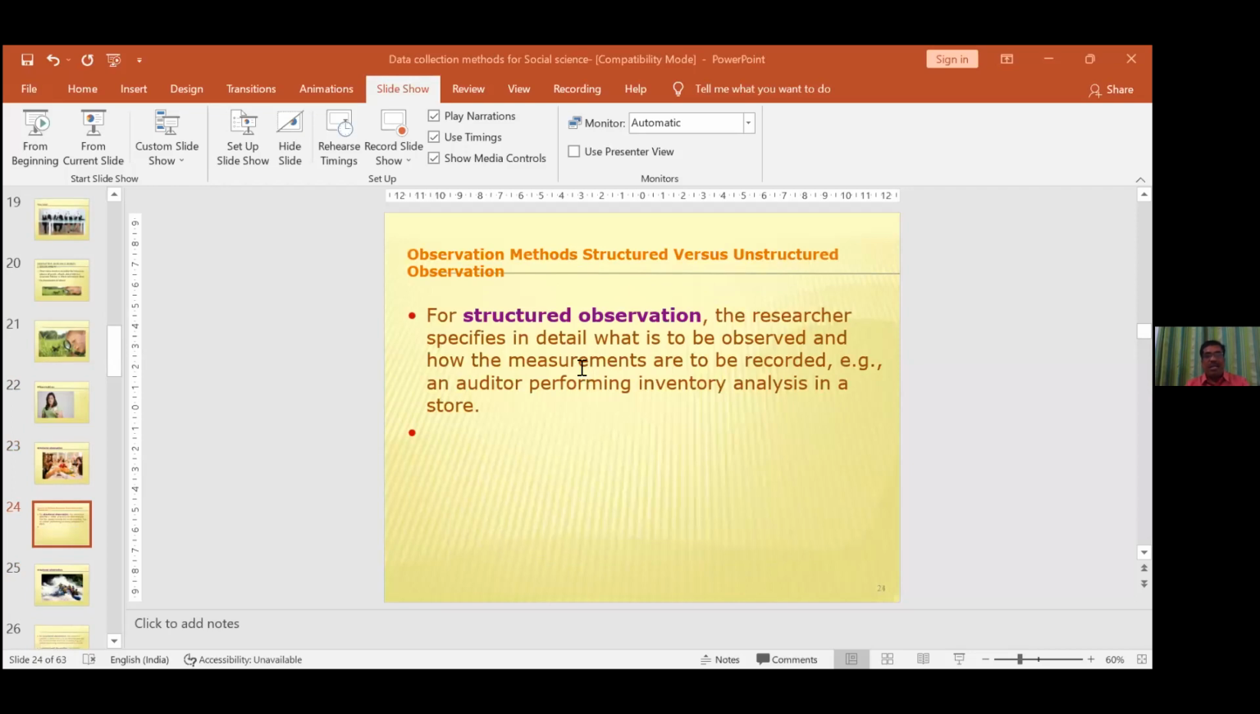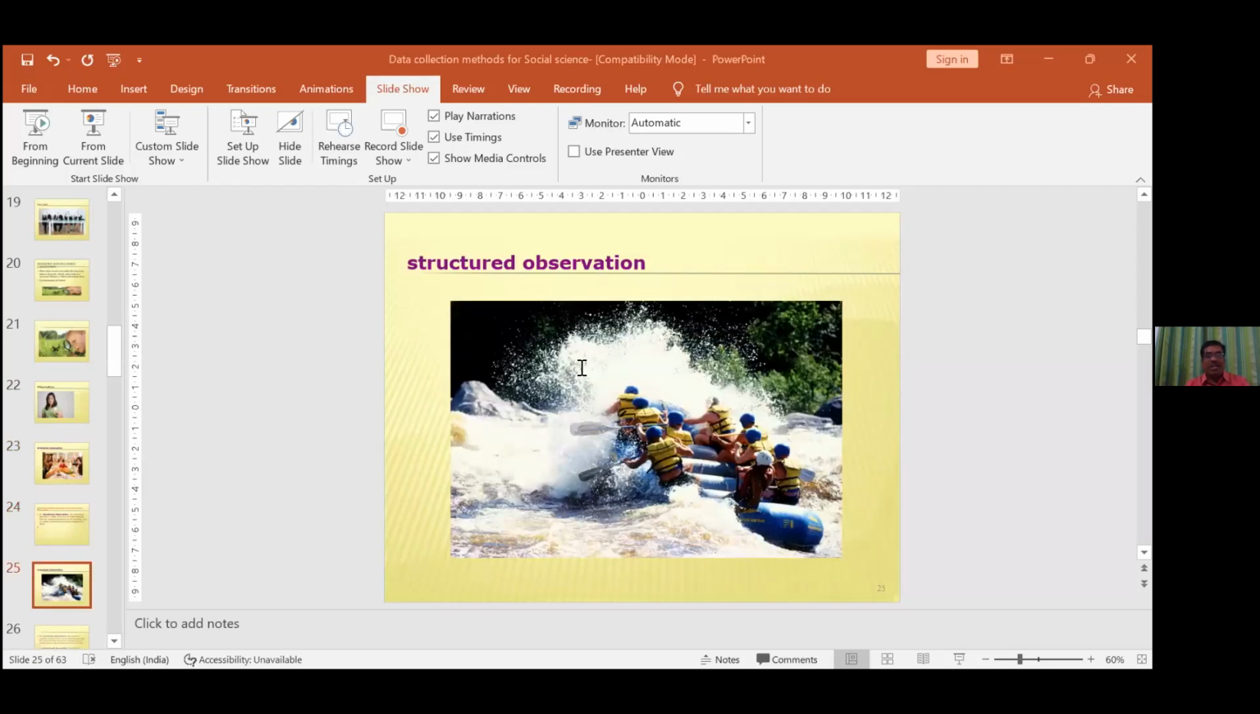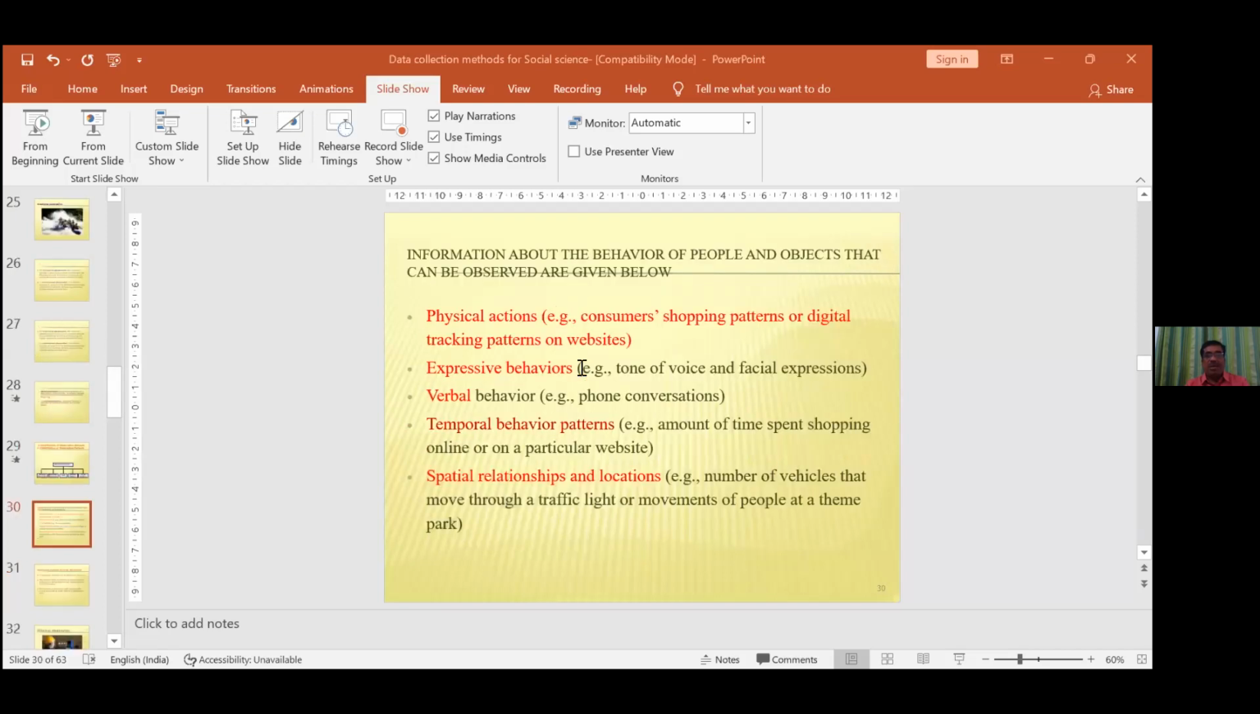Okay. One is a structured observation. Normally, before discussing this, under what circumstances can you use the observation method? Everyone should be aware of this. For example, you want to know the physical actions, that is, consumers' shopping pattern or digital tracking pattern on a website. You can make use of this observation method.